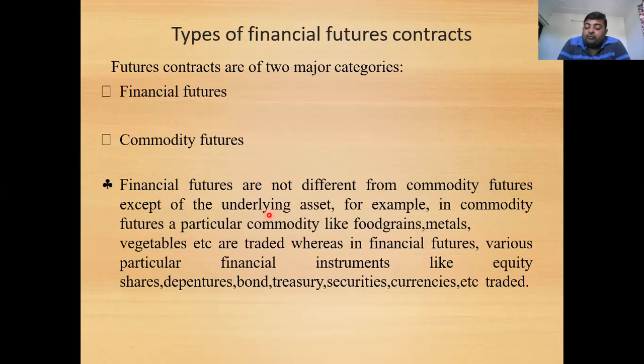Now financial futures are not different from commodity futures, it is just the same, except for the underlying asset. For example, in commodity futures, as I have discussed, commodities like food grains, metals, vegetables, etc. are there. Whereas in case of financial futures, a particular financial instrument like equity shares, debentures, bonds, treasury bonds, securities, currencies, etc. are traded. So this is the main difference between the financial future and the commodity future. In financial futures, contracts regarding financial instruments like equity shares, debentures, bonds, treasury bills, currencies, etc. are done. Whereas in commodity futures, the futures regarding a particular commodity are traded over the exchange.